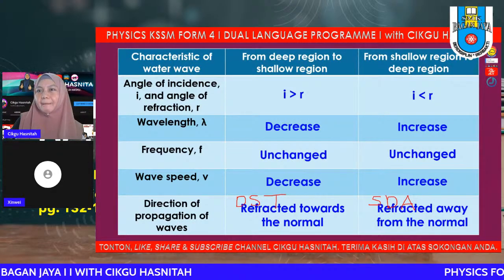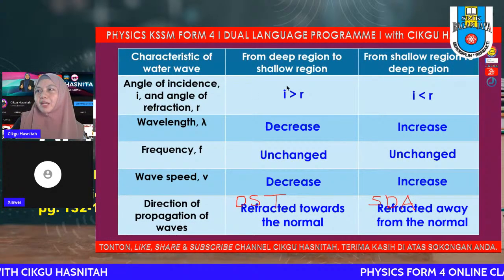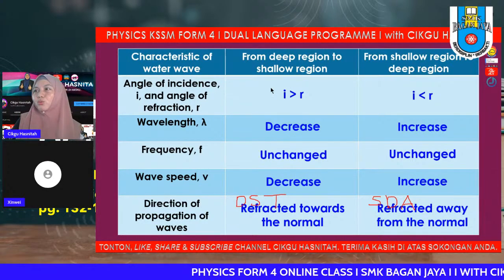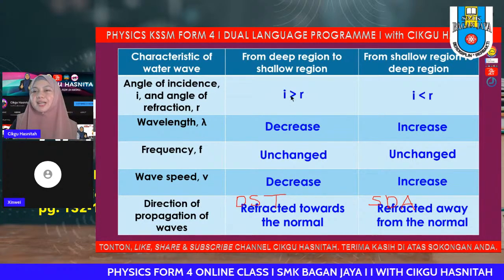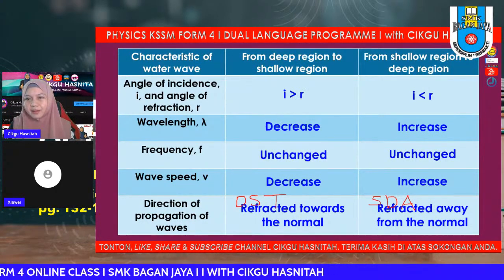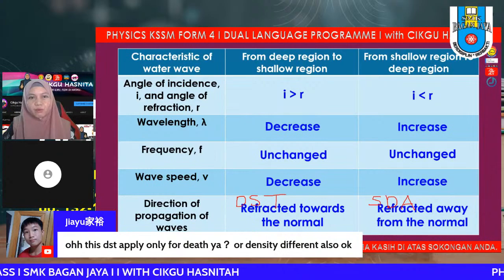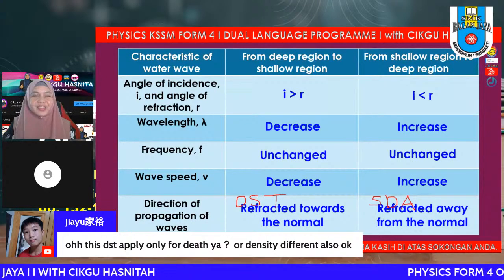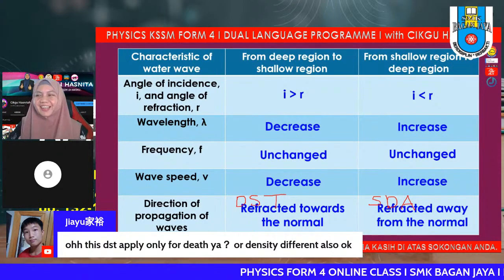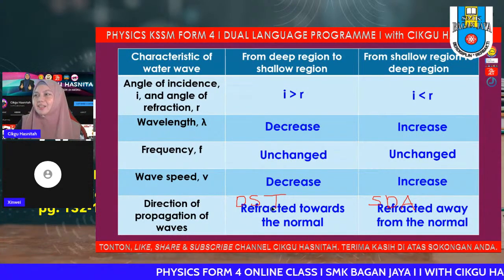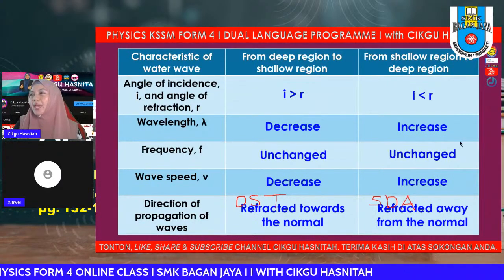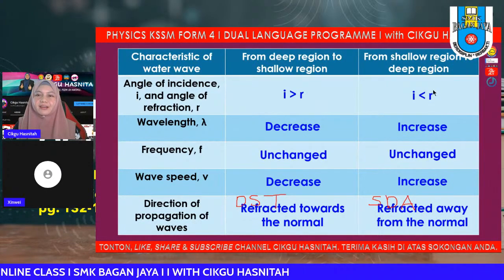What do you think? This one, which one should be bigger? Deep to shallow. Towards. If towards, it's correct. I is bigger than R. R is smaller. Okay, this one, what? Only apply for that. Not depth. Depth, D-E-P-T-H, wrong spelling. Okay, this one. So towards, it's correct. This is R smaller. Away means R greater than I.